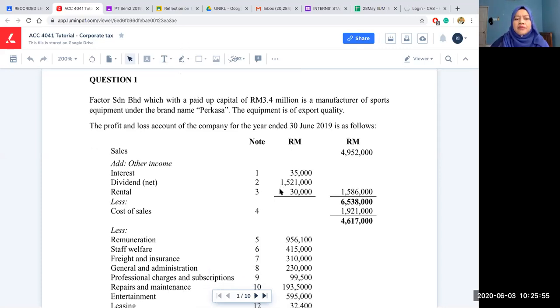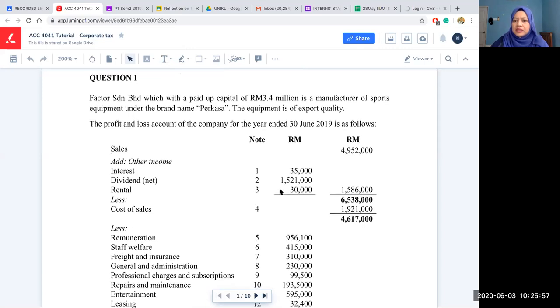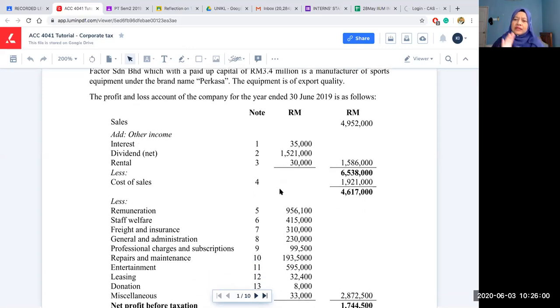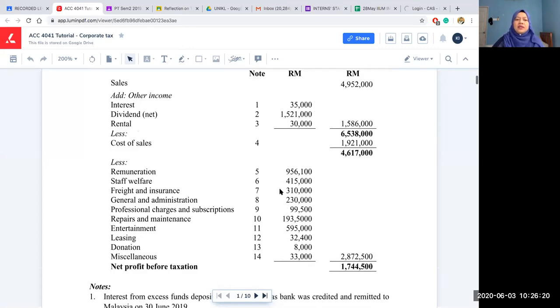Okay, now we are given the profit and loss account of the company for the year ended 30th June 2019 as follows. So first, when you look at the question, what you do is just browse through the question. It means you don't jump straight to doing the answer, no. Go through the question first. You have sales of 4 million. And then you have other income, which is interest, dividend, rental. And then you have cost of sales. So every item here, you have notes to the accounts. It means that you're going to refer to the notes later in order to decide what will be the adjustment.